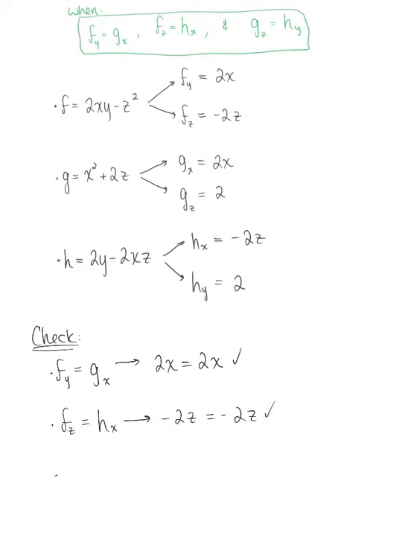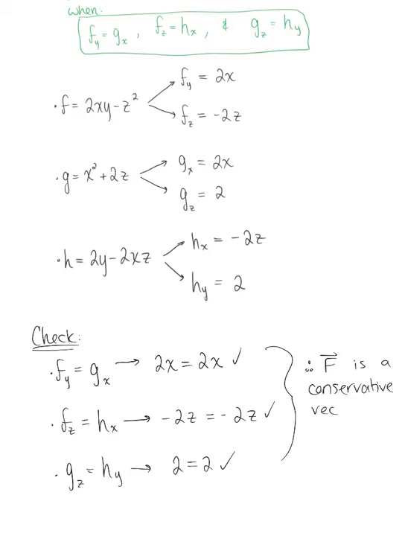We have the partial derivative of g with respect to z. We want to know, is this equal to the partial derivative of h with respect to y? And looking at our list, we can see, yes, 2 is equal to 2. And so we are able to confirm that therefore f is a conservative vector field. Woohoo! And so this is our beautiful final answer.